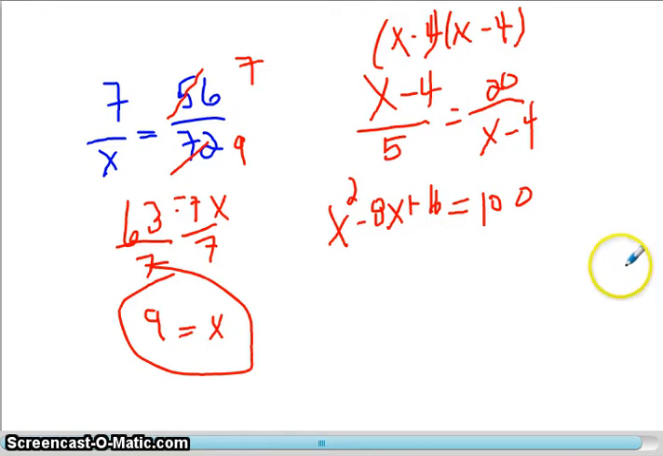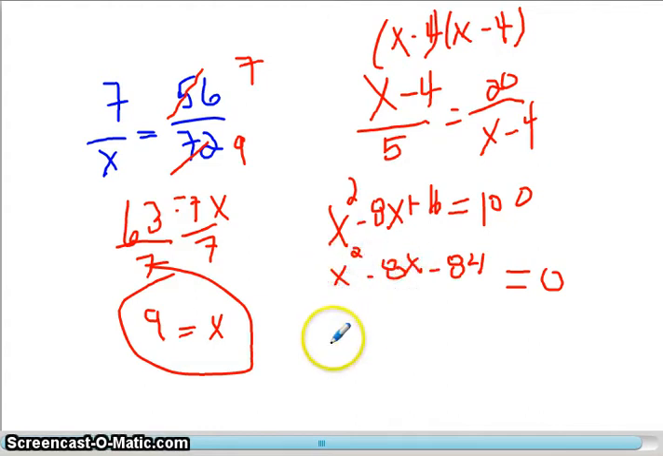Okay, and then all we have to do is subtract the 100 over here so we can get that side equal to 0. So 16 minus 100 would be negative 84. So drop that minus 8x. And then we got two options to solve this. Probably the easiest way is to try and factor it. Hopefully it will factor nice and easy for us.